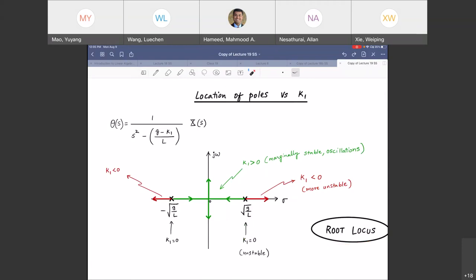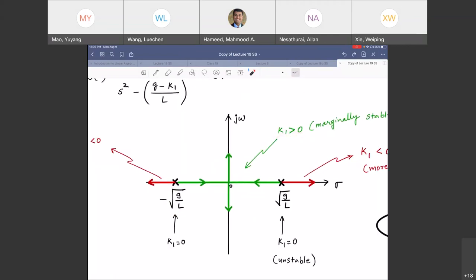What is the root locus? Root locus is a sketch of how the poles move in the s-plane. That's it. Root locus is a plot of how the poles move in the s-plane. My starting location is over here, here and here. This corresponds to K1 equals zero. Of course, there is a pole in the right half plane, so it is unstable. But from the starting point, I have two options. I can increase k or I can decrease k. If I increase k, K1 greater than zero, this pole moves this way, this pole moves this way.